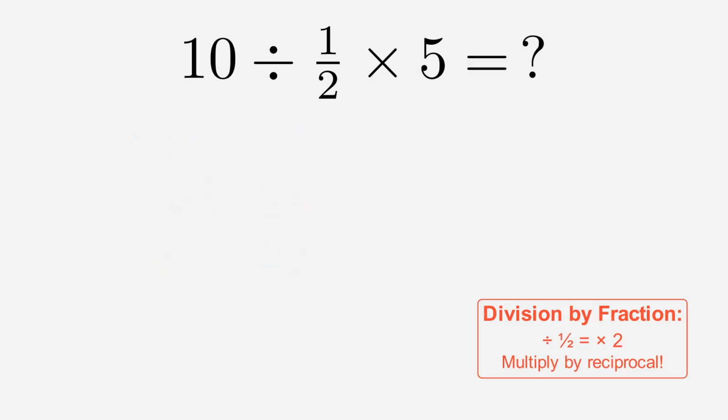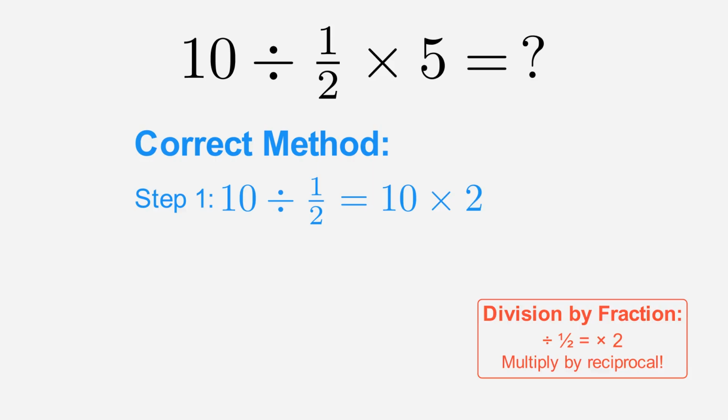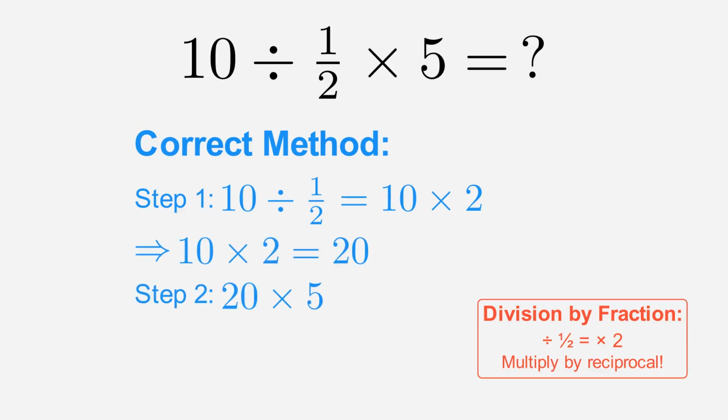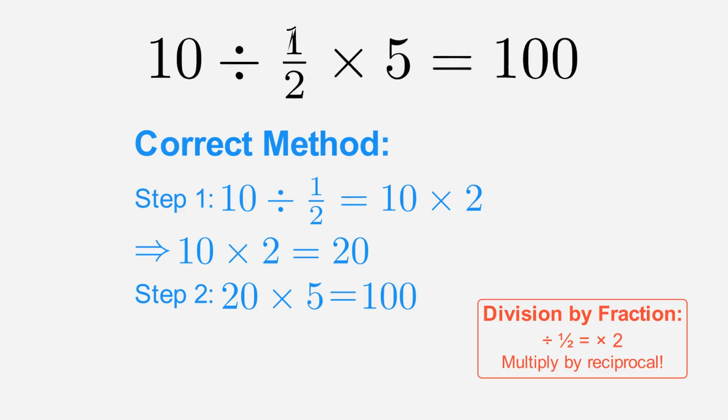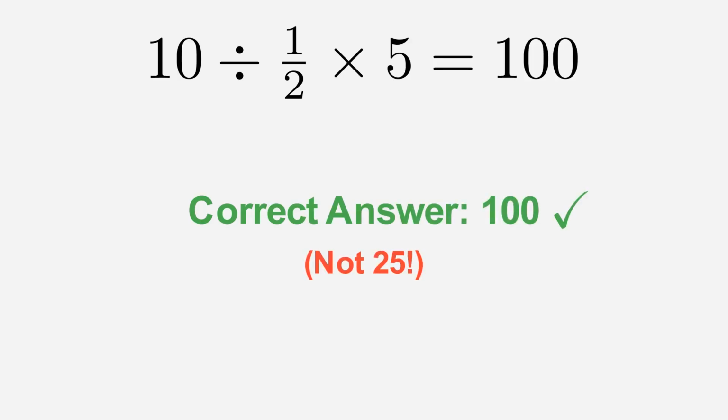Let me walk you through it correctly. 10 divided by 1/2 equals 20. Now 20 times 5 equals 100. The answer is 100, not 25. You were off by 4 times because you forgot how division by fractions works.